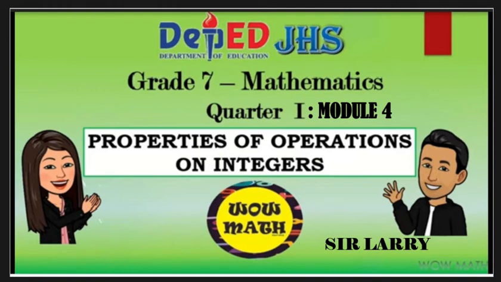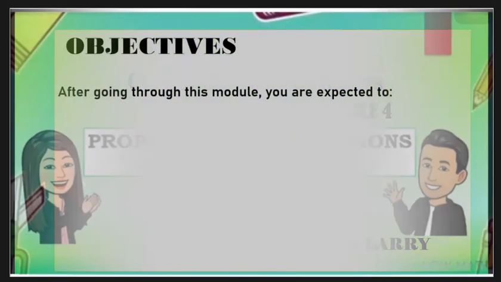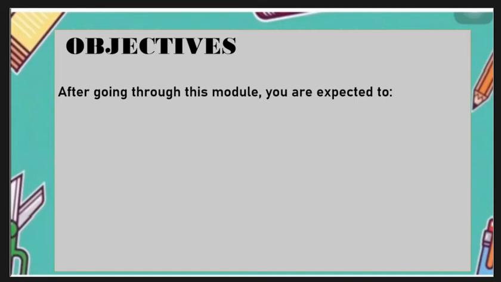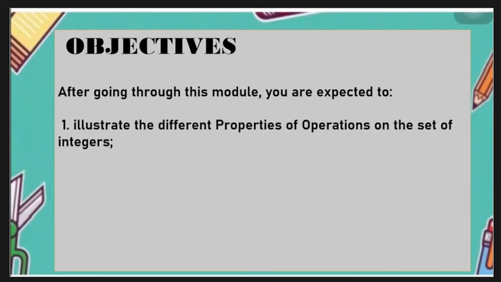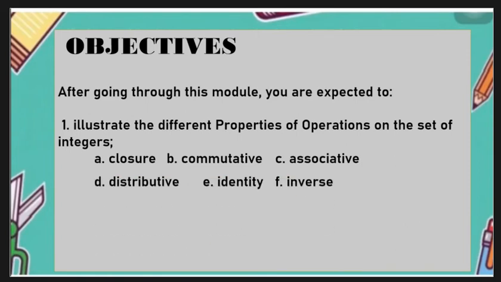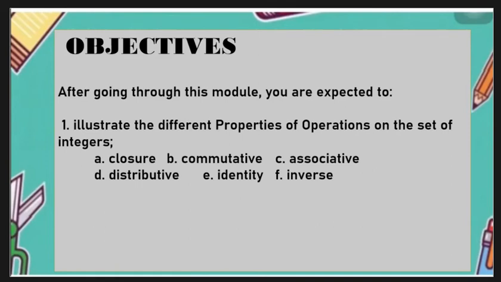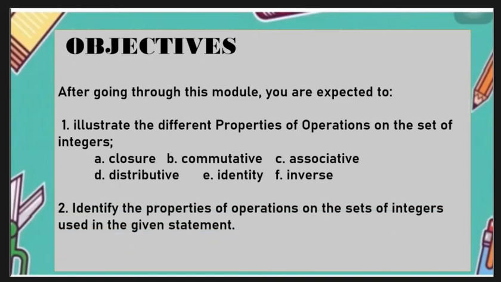Our objective for this module: after going through this module, you are expected to, first, illustrate the different properties of operations on the set of integers. We have closure property, commutative property, associative property. We have distributive property, identity property, and inverse property. Second, identify the properties of operations on the sets of integers.